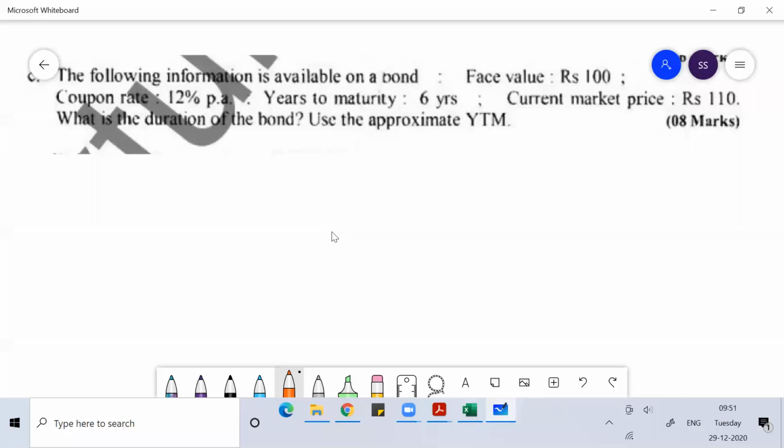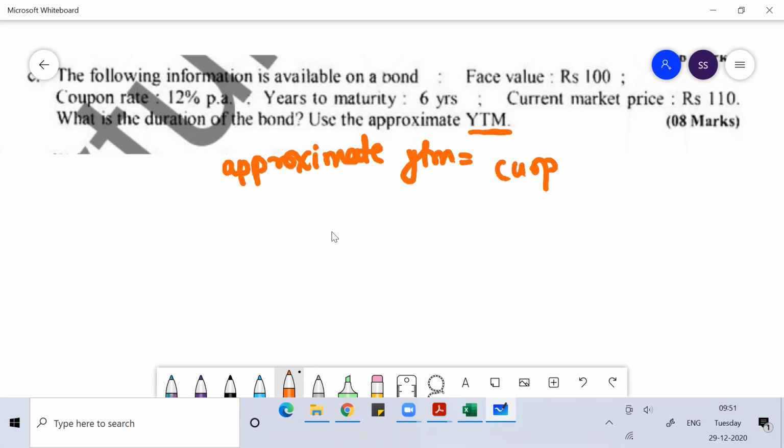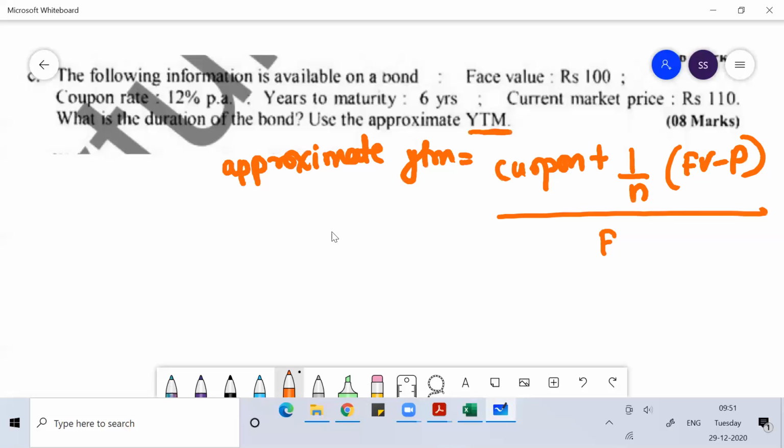Now you can see this problem. The problem is asking us to use approximate YTM because YTM is not given. I can find the approximate YTM with the formula: coupon divided by YTM formula, divide by 1 by n into face value minus price divided by face value plus price divided by 2. So I can use this formula.